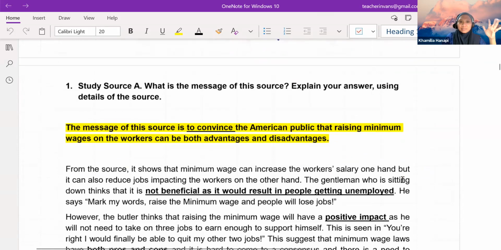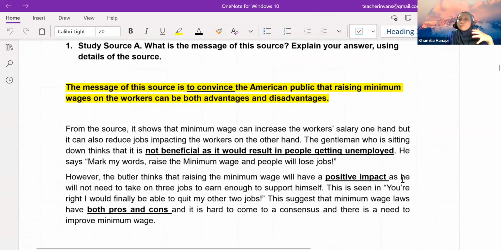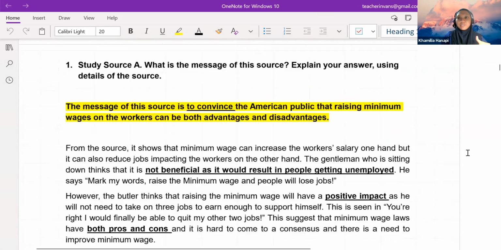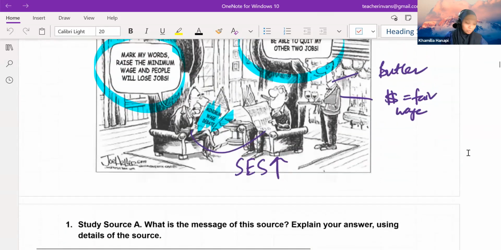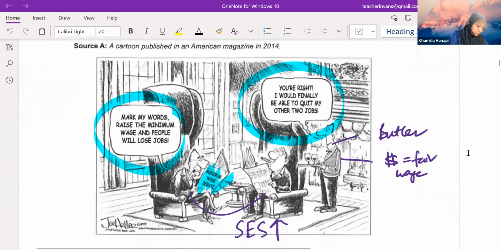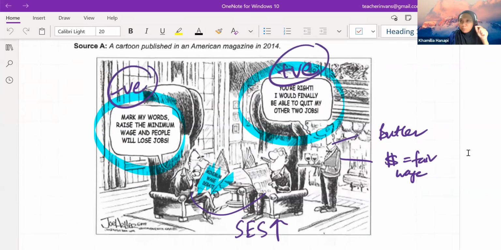It's literally just this, that it is to convince the American public that actually it's pros and cons. It has the advantages, it has the disadvantages. Going back, correct or not? You can see that there are advantages, which is this one. You can also see that there are negative aspects. So be very careful. So the message is, because this is by an American magazine.